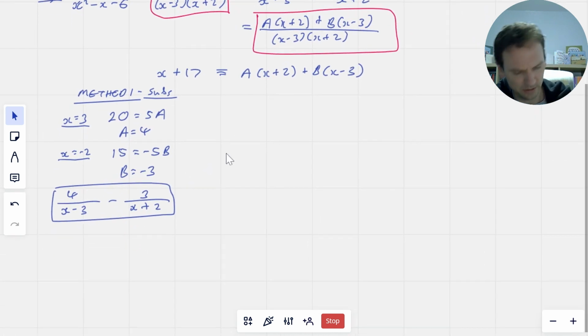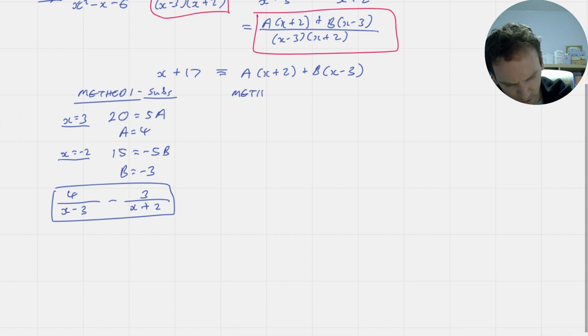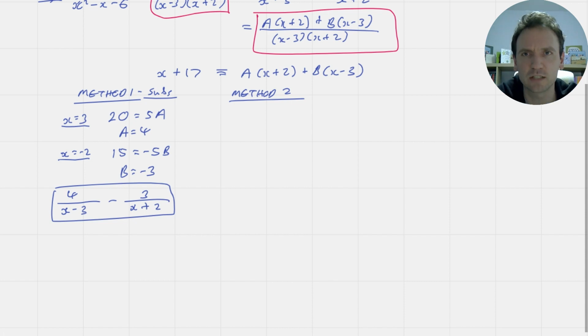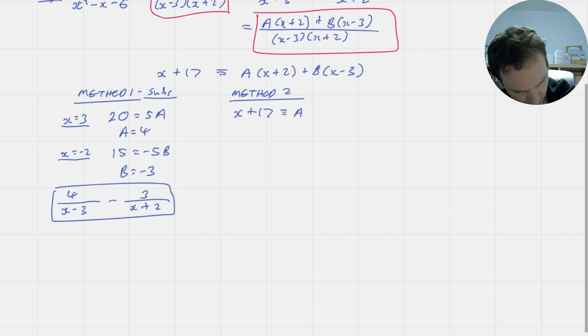The second method, which, like I say, most of the time I wouldn't go for, but it's worth being aware of, because there are certain cases that'll come up in more complicated situations where it's worth seeing, is to say we've got an identity. Let's rewrite this right-hand side. So we do need to do some expansion: ax plus 2a plus bx subtract 3b.